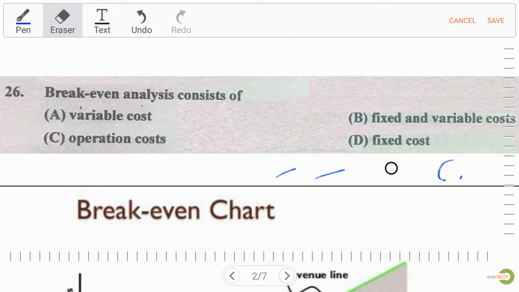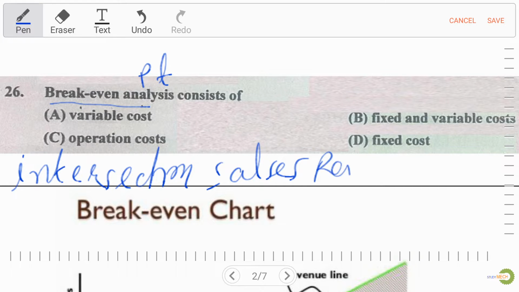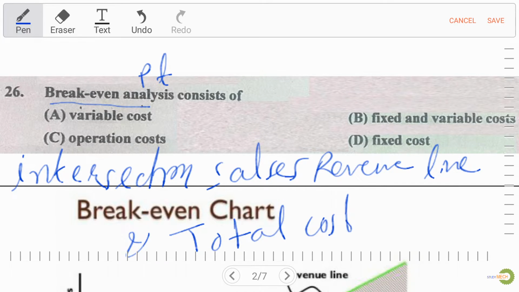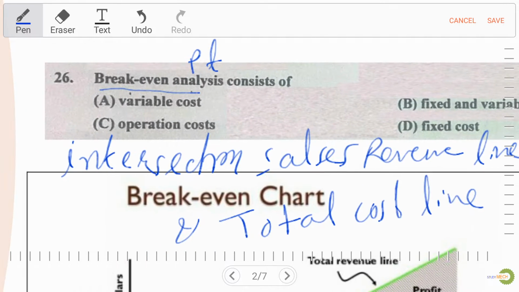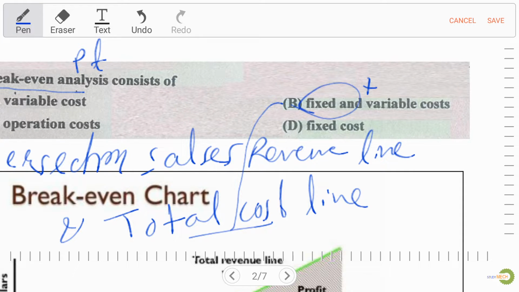Sometimes in exams the MCQ will come like: break-even point consists of. At that time our answer should be, it is the intersection of the sales revenue line and total cost line. As we know, what is total cost? Total cost means fixed cost plus variable cost.